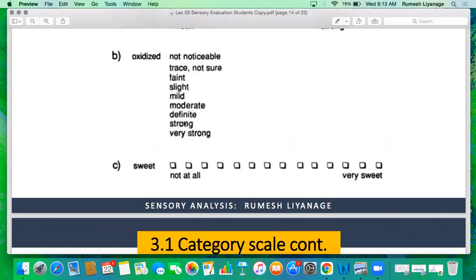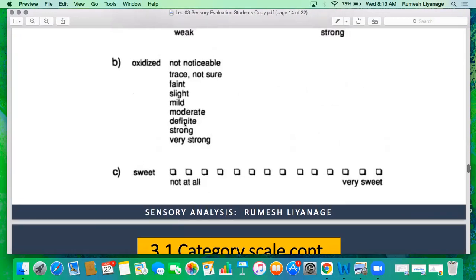And in designing these verbal anchors, the psychological distance should be there.